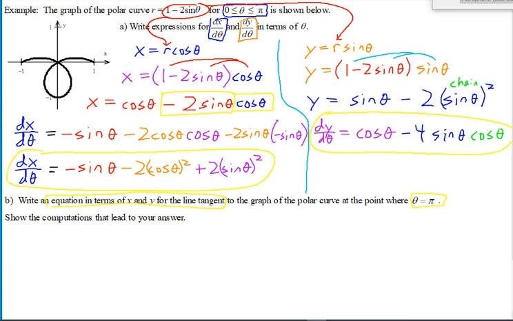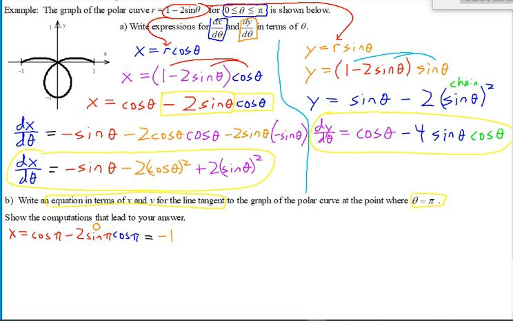We need the x and y coordinates, and that's where we can go right back to our expressions here before we found the derivative, because we know theta equals pi. So let's start with this one. Let's say x equals cosine of pi, minus 2 sine of pi times the cosine of pi. Well, cosine of pi is negative 1. Sine of pi is 0, so that wipes out this entire term. So we just get negative 1. There's our x-coordinate of our point of tangency.